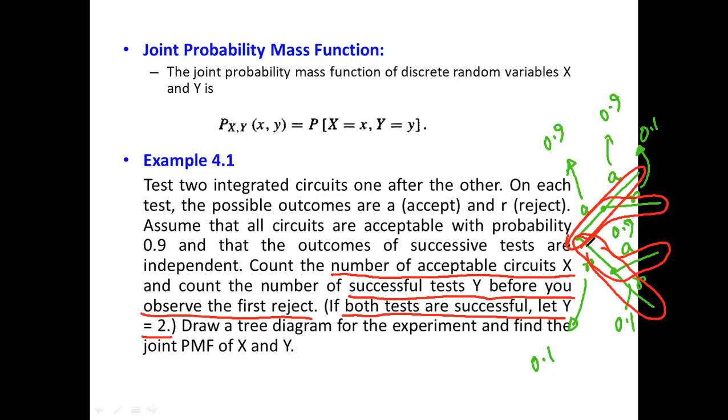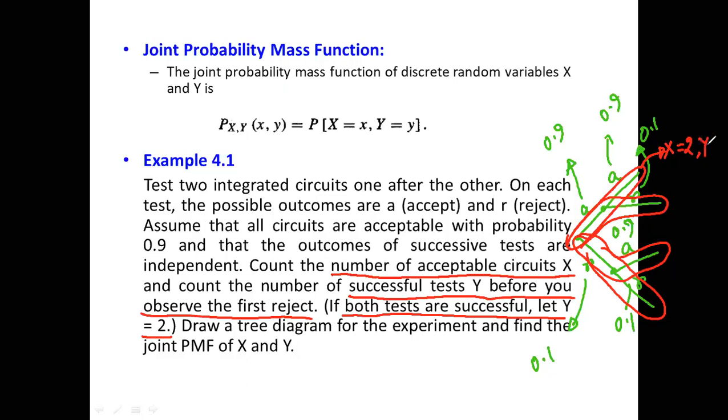So actually, now we will find out one by one. Let us first see that there are 4 branches. Now for this first branch, what is X and what is Y? X is the number of acceptable circuits. How many acceptable circuits in this branch? Sir, 2. Okay, fine.